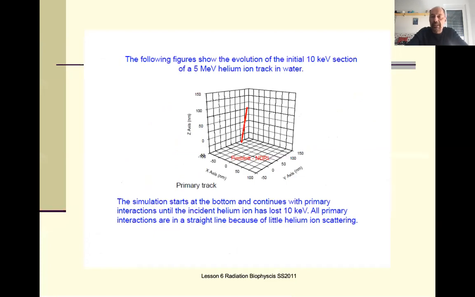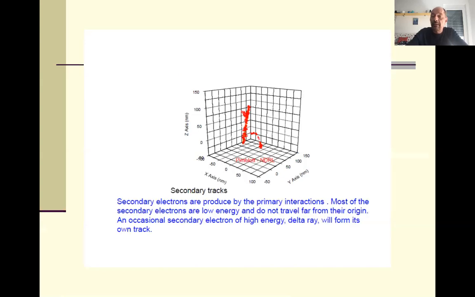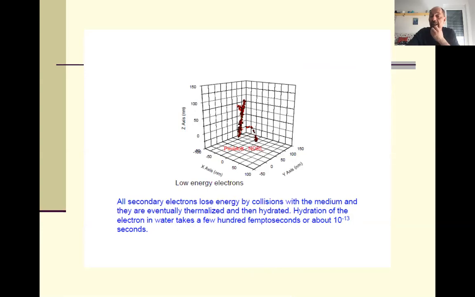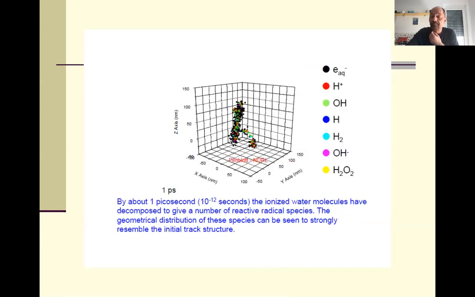These are images of the evolution of a 10 keV section of a 5 MeV helium ion in water. The simulation starts at the bottom and continues with the primary interactions until the incident helium ion has lost 10 keV. You can see it here. You see secondary electrons that are produced. All secondary electrons lose energy by collision. And when you are already in the picosecond region, the ionized water molecules have decomposed to give a number of reactive radical species.